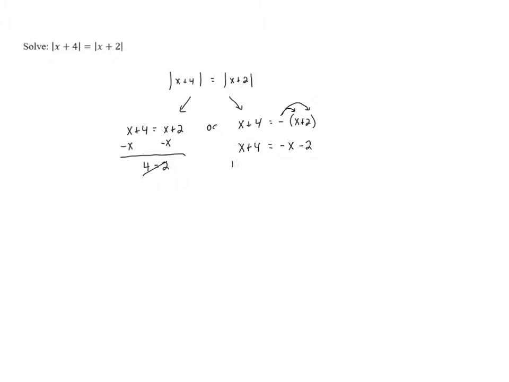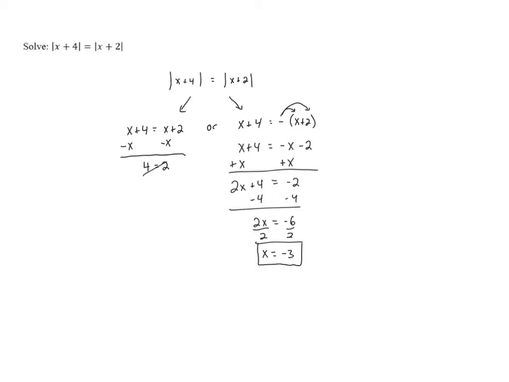We've got variables on both sides. We can eliminate the negative x by adding a positive x to both sides, giving us 2x plus 4 equals negative 2. Now if we subtract 4 from both sides, that gives us 2x equals negative 6. And if we divide both sides by 2, that gives us x equals negative 3. So in this case, we only have one solution, and that solution is x equals negative 3.